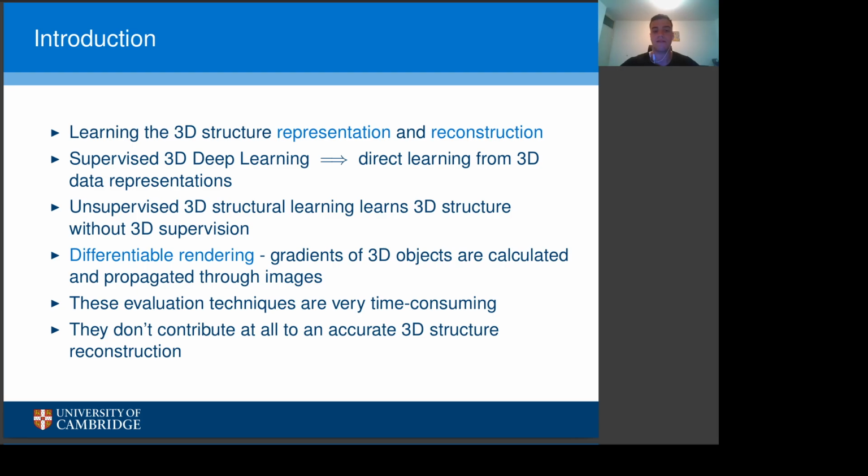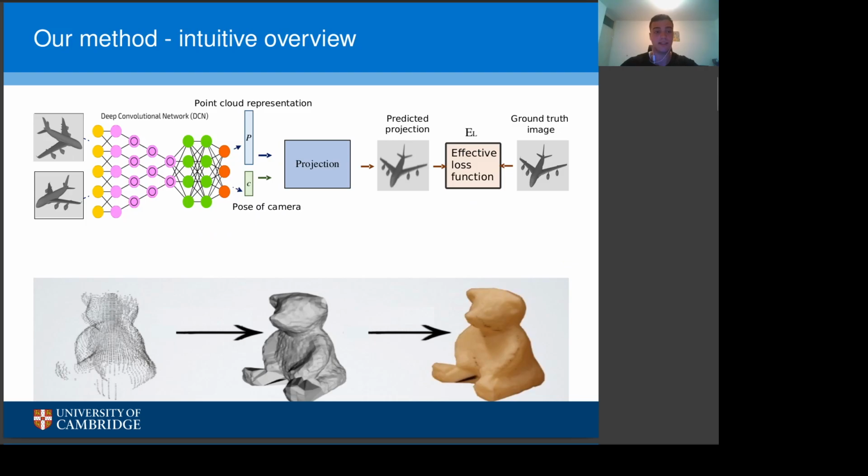But these evaluation techniques are very time-consuming because their loss functions are based on differences between RGB pixel values. By rendering the predicted 3D structure from a specific viewpoint and then evaluating the loss function based on pixel-wise loss between the rendered and ground truth image, model parameters are optimized to reconstruct the desired 3D structure, and this takes a lot of time. So they don't contribute at all to an accurate 3D structure reconstruction, and we would like to have a method that is faster in that sense.